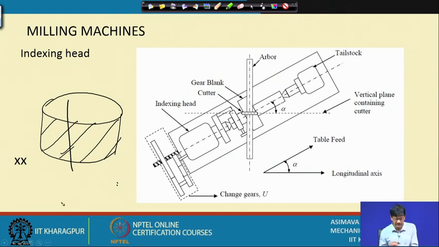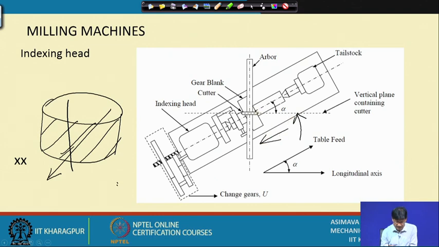What is basically the setup? The setup is like this. As we can see, obviously, one particular feature is that the table is rotated. Why is the table rotated? Because we need to pass the cutter this way now. So, the cutter has to orient itself at a particular angle to the gear blank. This is the gear blank. The cutter will be moving this way, but however, sorry, I made a mistake. The table will be moving this way.